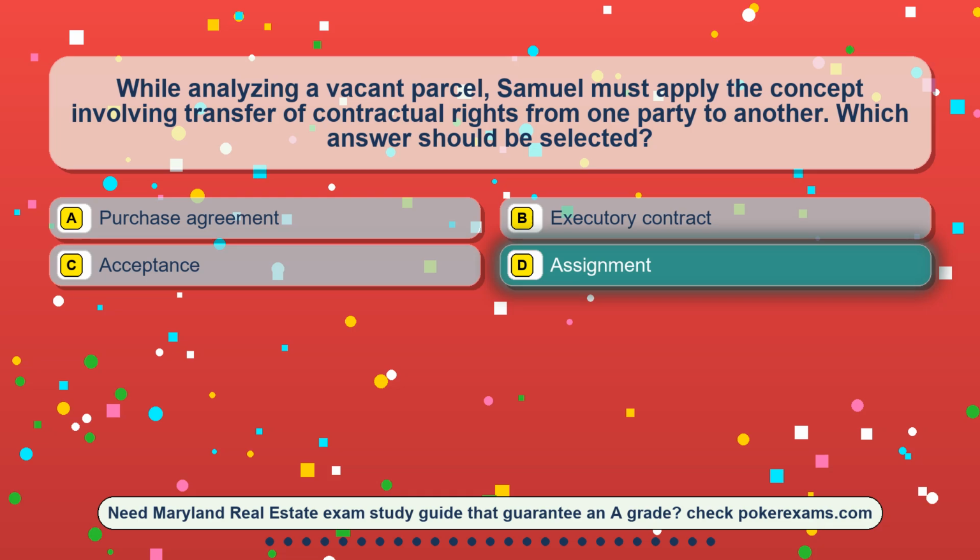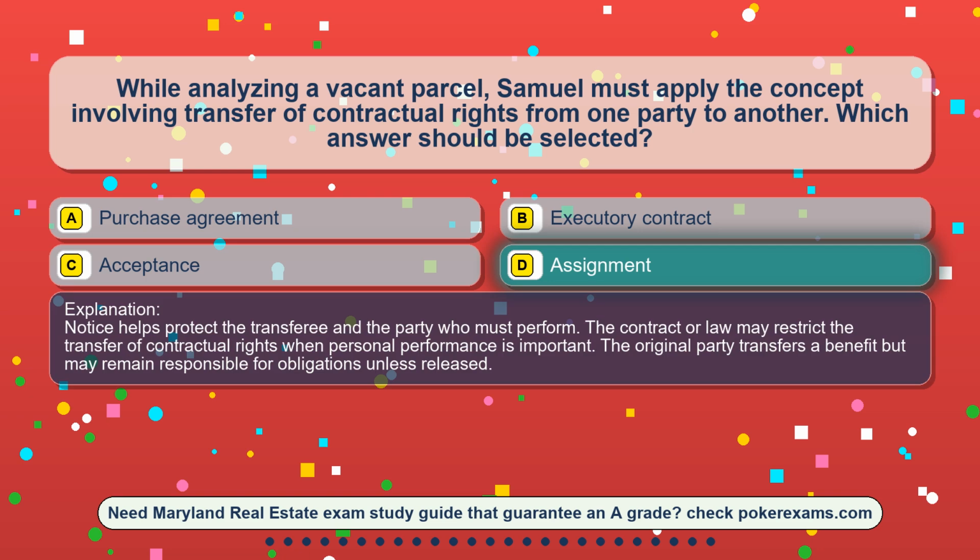The correct answer is option D, assignment. Notice helps protect the transferee and the party who must perform. The contract or law may restrict the transfer of contractual rights when personal performance is important. The original party transfers a benefit but may remain responsible for obligations unless released.